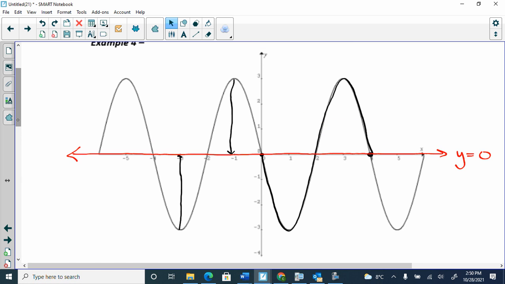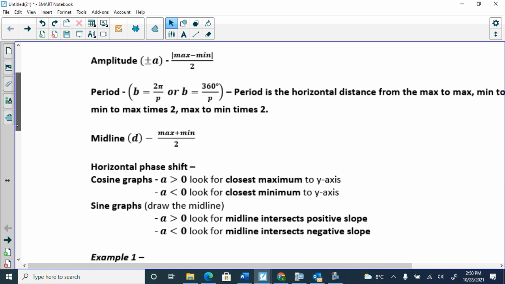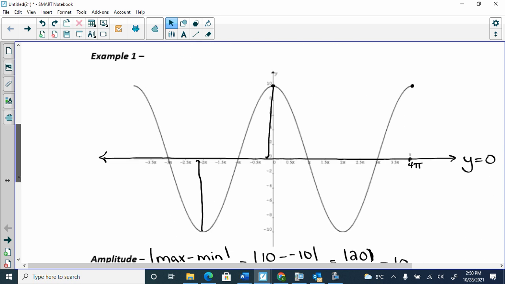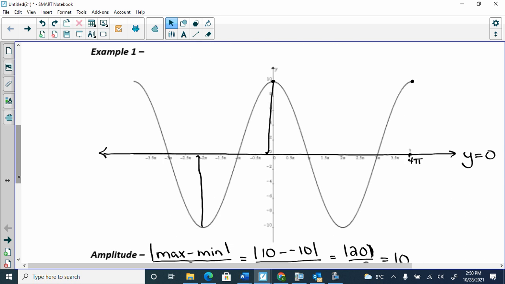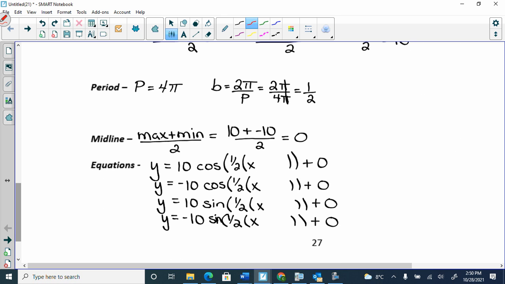So let's go back to the first one. Which is 0, right? It says here, when cos is greater than 0, we look for the closest maximum. Where's the maximum? Is it on the y? Is there a horizontal phase shift at all for my positive cos? No. So it goes to 0. So I'm just going to go this. Do I really need to write a plus 0? Because I've just left it as an x? Yep. Boom. Did my horizontal phase shift.